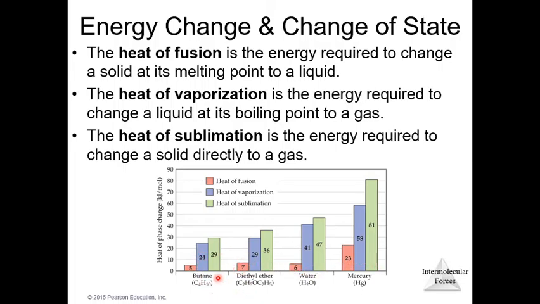Here's butane, diethyl ether, here's water, here's mercury. You put energy in to get something to melt, put energy in to get it to boil, put energy in to get it to sublimate. And water can sublimate. One place on the planet where water sublimates is the South Pole, because the air is so dry that when the snow or ice warms up, it doesn't melt, it sublimates, it goes straight into the gas phase.